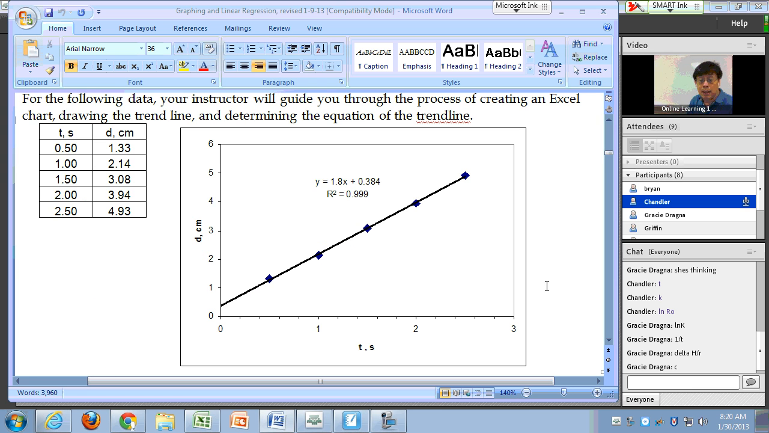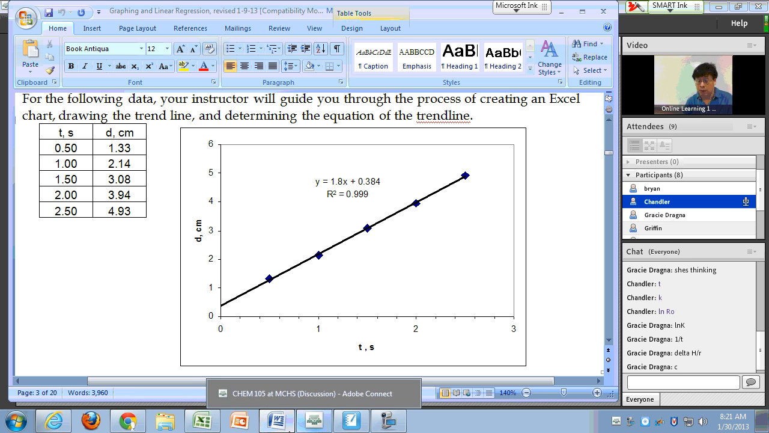Okay, so like I said, this is a chart that I created using Excel, and you'll notice that Excel gives you the equation of the straight line. In this case, y equals 1.8x plus 0.384. And it also shows you the y-intercept. It's 0.384, the slope is 1.8. Okay, and so these are the data points that I used to create that Excel chart. So let me show you how you can create that using Excel. Okay, and if you want, you can follow along.